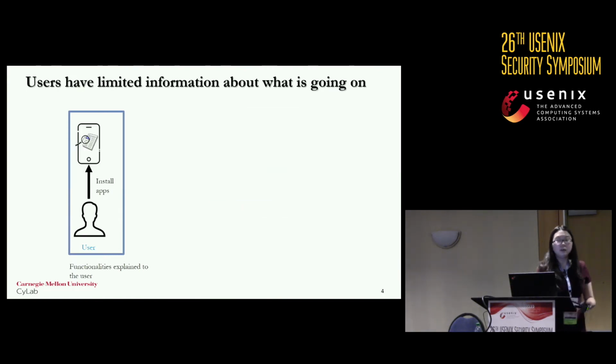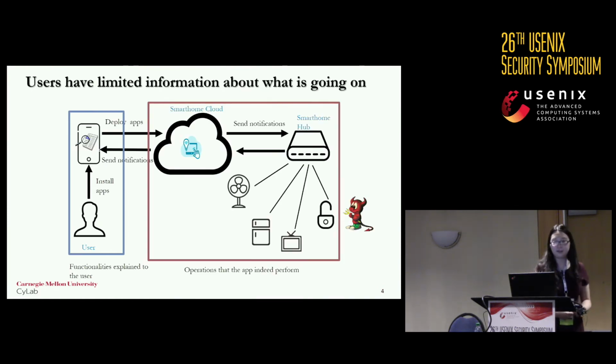In fact, what the user knows is just a really small part of the picture, but there are lots of things going on behind the scenes. For example, when the user decides to install an app, the app will be deployed in the remote cloud, and the app can send commands to take control of all the different devices in your home. For example, in the workflow app case, it can also take control of the lock. We can see that users have very limited information, but they need to make really important decisions, like whether or not they install this workflow app, which might unlock their door without them knowing, right?